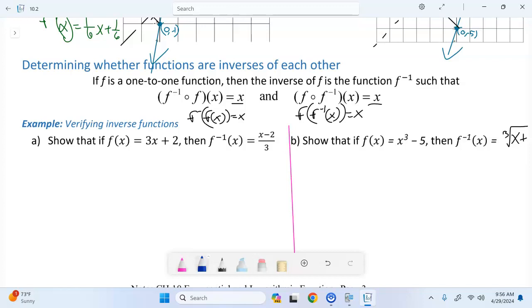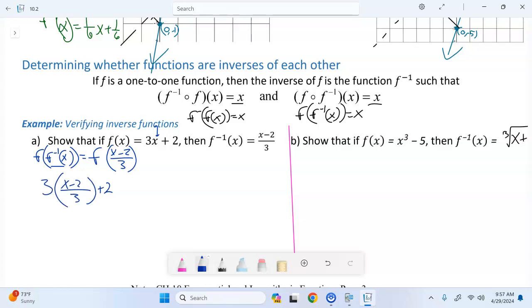Okay, so we're going to start with doing each composition. We have f of x is 3x plus 2. We have f inverse of x is x minus 2 over 3. We need to do both compositions. So we want to take f inverse and plug it into f of x. So f inverse is x minus 2 over 3, and we want to compose it and drop it into our first function. So we get 3 times x minus 2 over 3, plus 2.